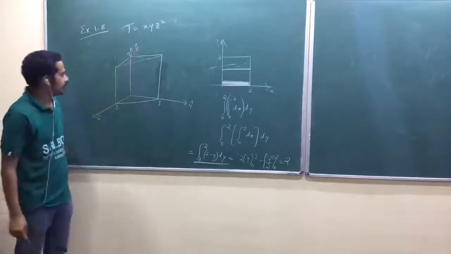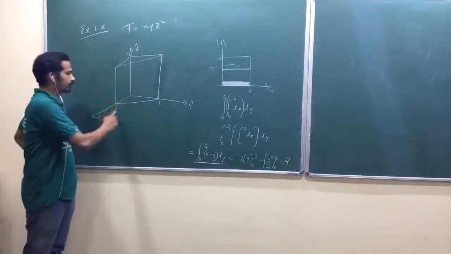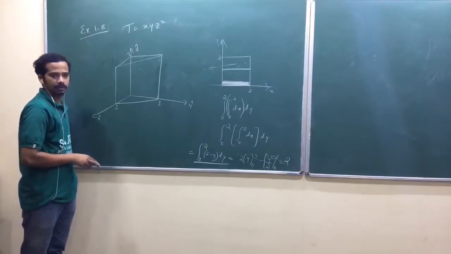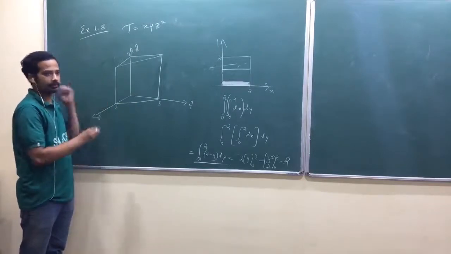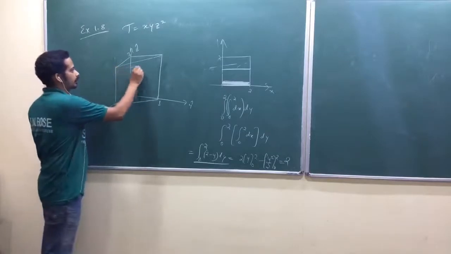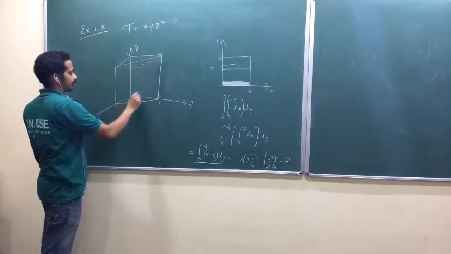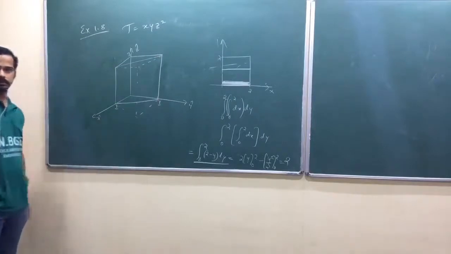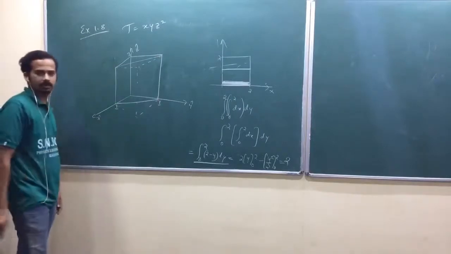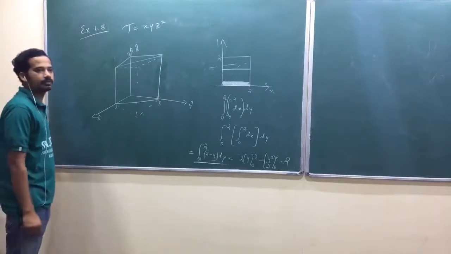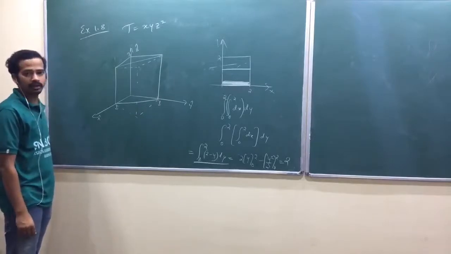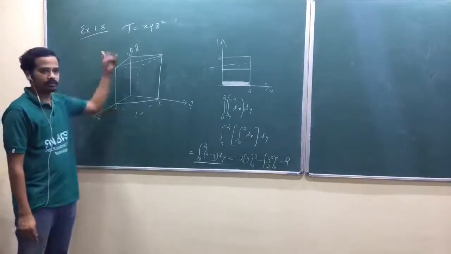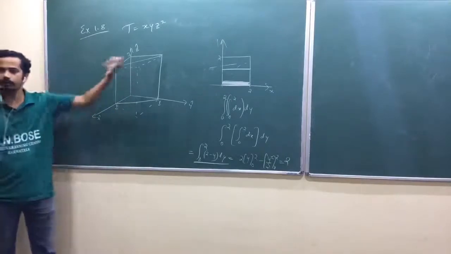Look at here. If you integrate x from 0 to 1, y from 0 to 1, z from 0 to 3, that becomes not a prism. That will become cuboid, remember. If you run x from 0 to 1, y from 0 to 1, z from 0 to 3, that will become cuboid. I mean, you are sweeping throughout the cuboid.